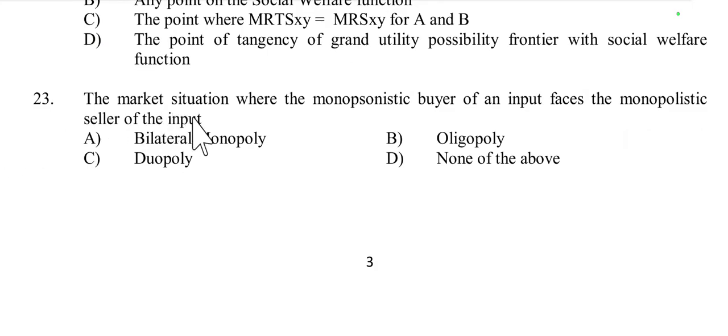Then question number 23. The market situation where the monopolistic buyer of an input faces the monopolistic seller of an input. When a monopolistic buyer and seller face each other, it is called bilateral monopoly. Yes, it is called bilateral monopoly, because this situation occurs when there is a single buyer, or monopsonist, and a single seller, meaning monopolist, in the market, creating a unique market dynamic. It is called bilateral monopoly, single buyer and single seller interaction.